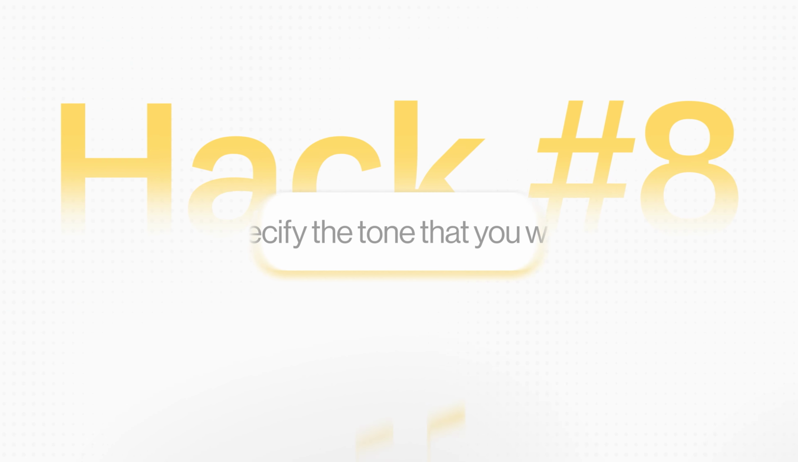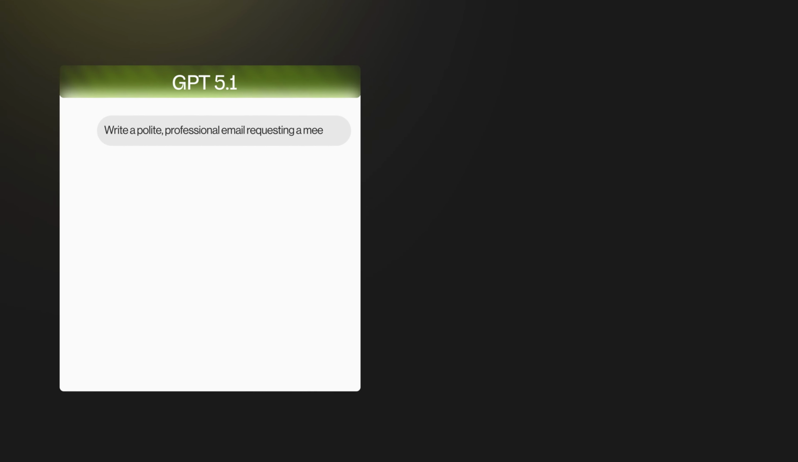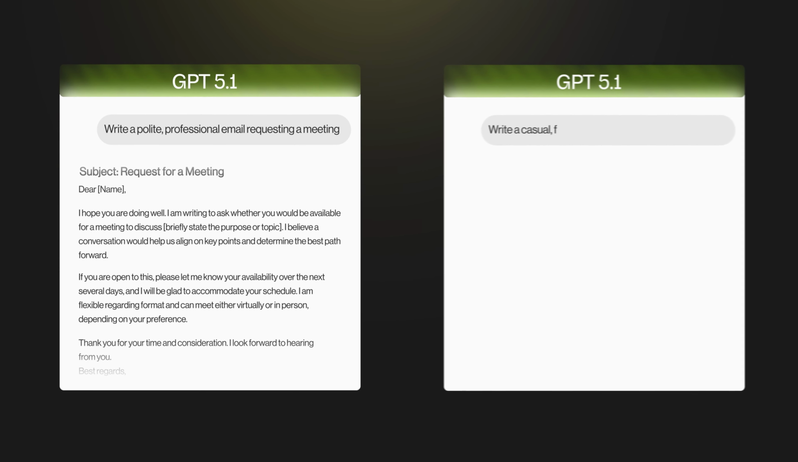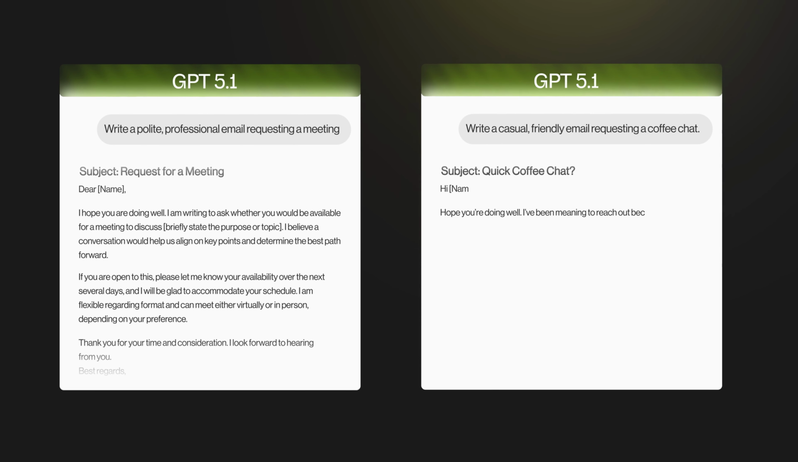Hack number 8 is specify the tone that you want. You can control tone with just one line. And you probably saw this when I was demoing the Notion AI stuff. Saying something like, write a polite professional email requesting a meeting versus write a casual, friendly email requesting a coffee chat. You can also, and this is probably my favorite tone prompt, explain this as if I'm a beginner.